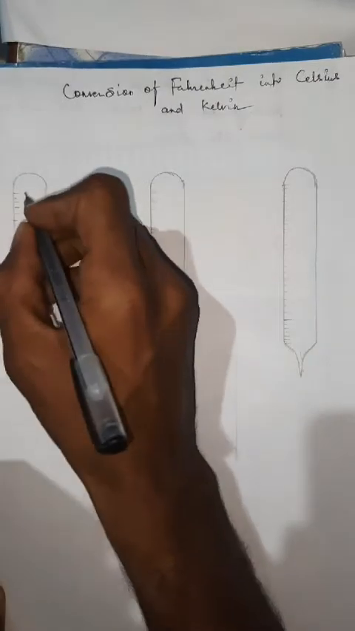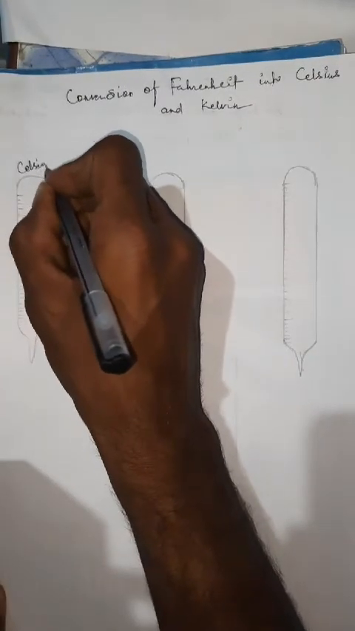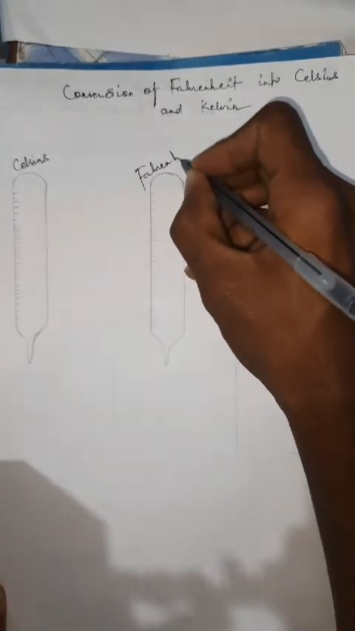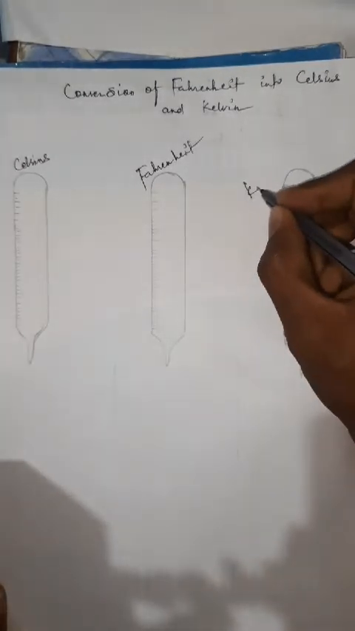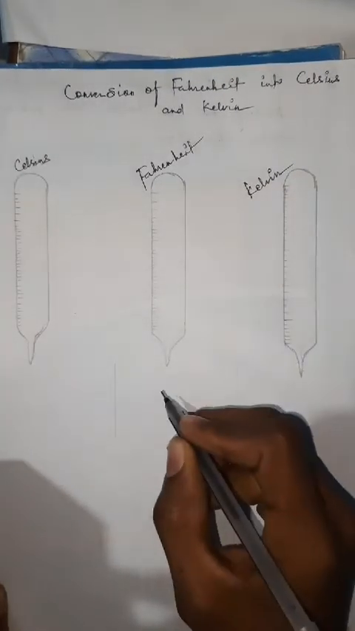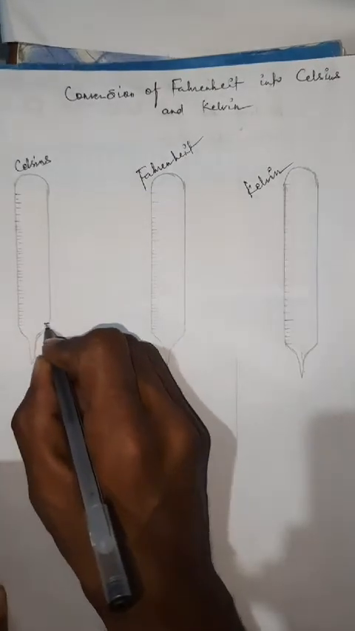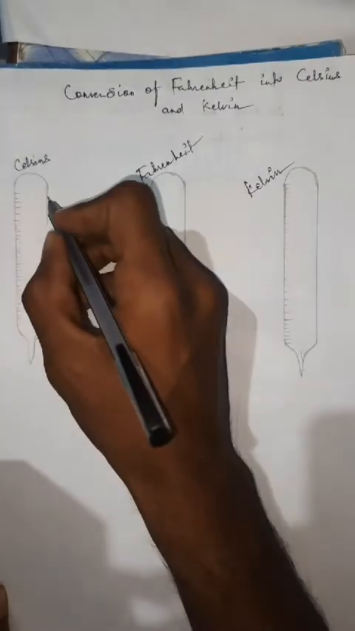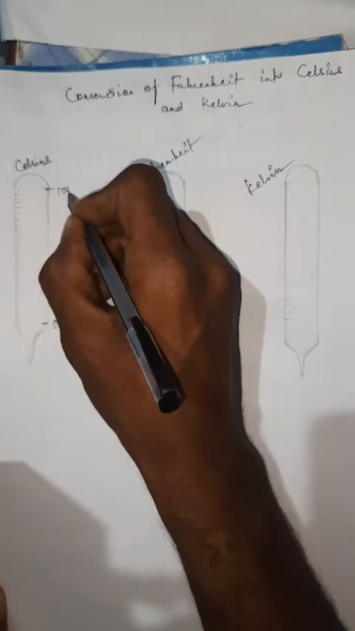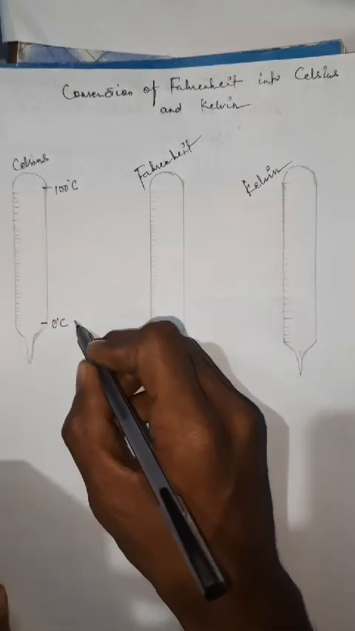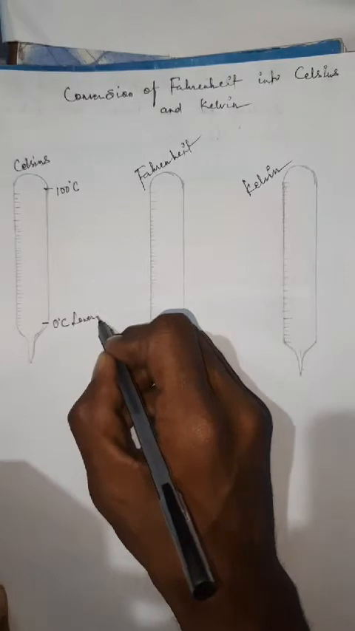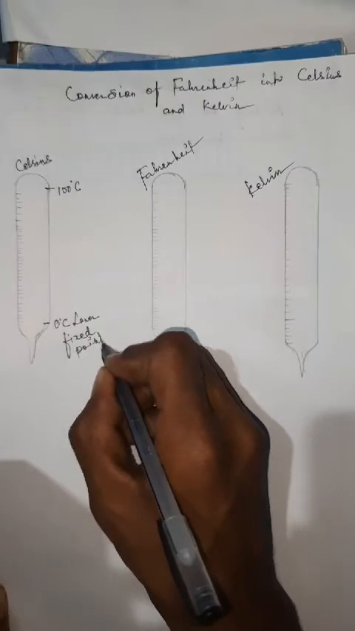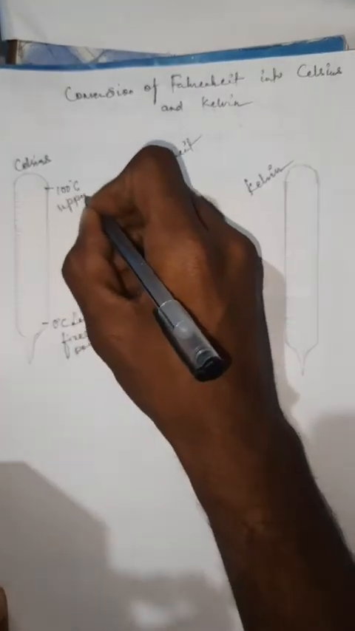This is our Celsius scale. This is our Fahrenheit scale, and this is our Kelvin scale. In Celsius scale, we know the freezing point of water is 0 degree Celsius and the boiling point of water is 100 degree Celsius. It is also called lower fixed point, and it is our upper fixed point.